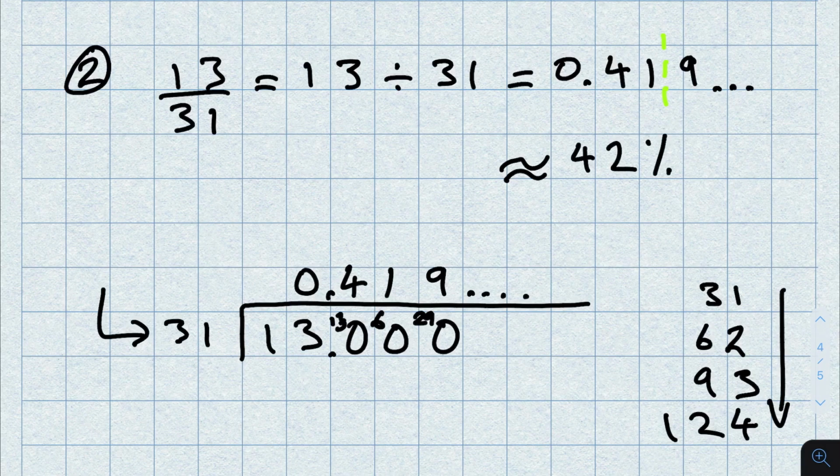And like that, we can convert 13 over 31 to 42% using our method 2.